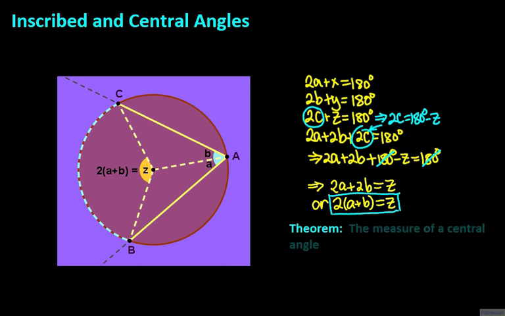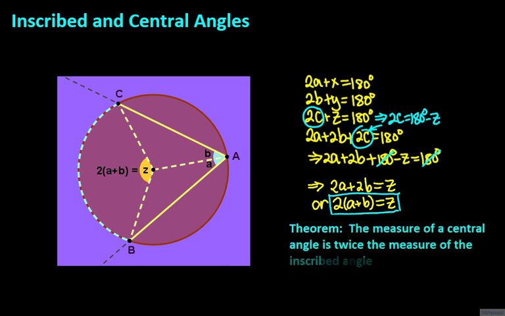Therefore, the rule is that the measure of the central angle is equal to twice the measure of the inscribed angle that intercepts the same arc.